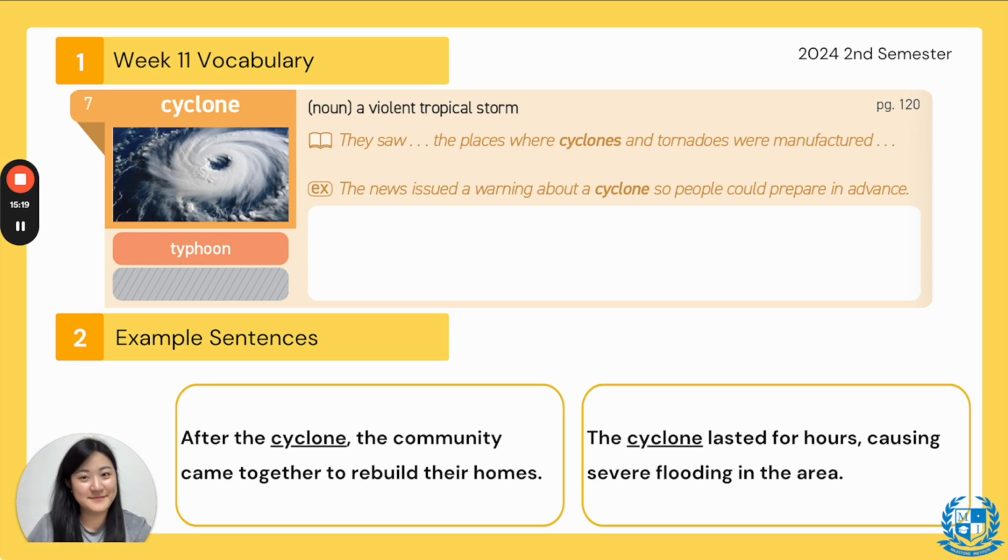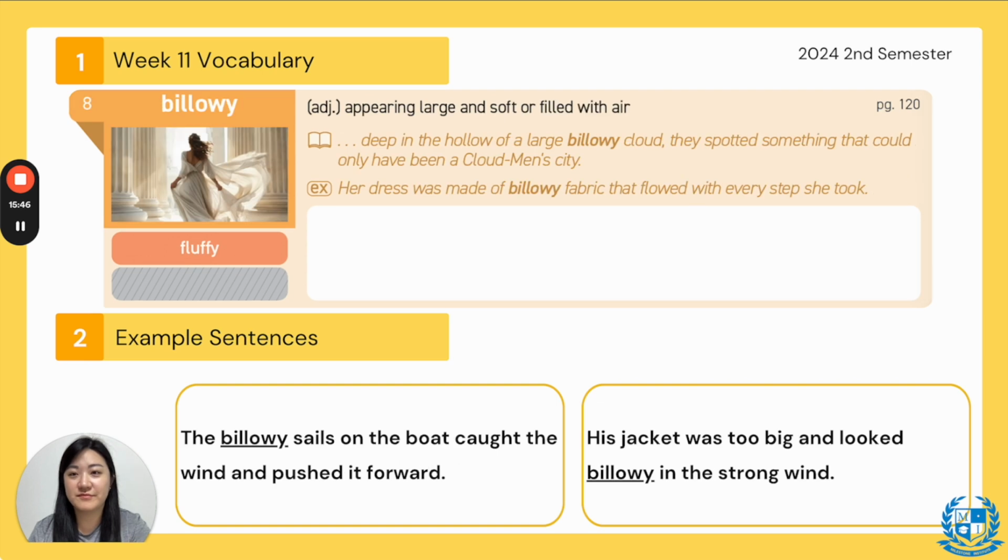Let's look down here. It says, after the cyclone, the community came together to rebuild their homes because there's probably lots of damage from the harsh winds and rain. Next, it says, the cyclone lasted for hours, causing severe flooding in the area. Yikes. That would be very dangerous. Let's go to the next one. I don't like sad words.